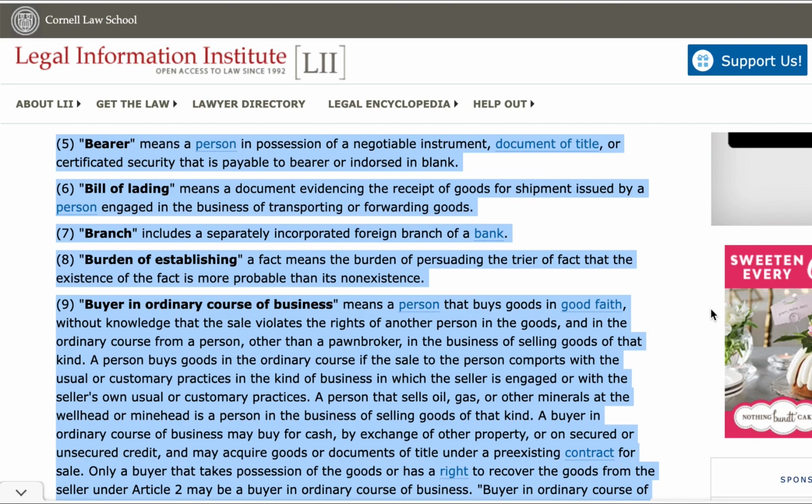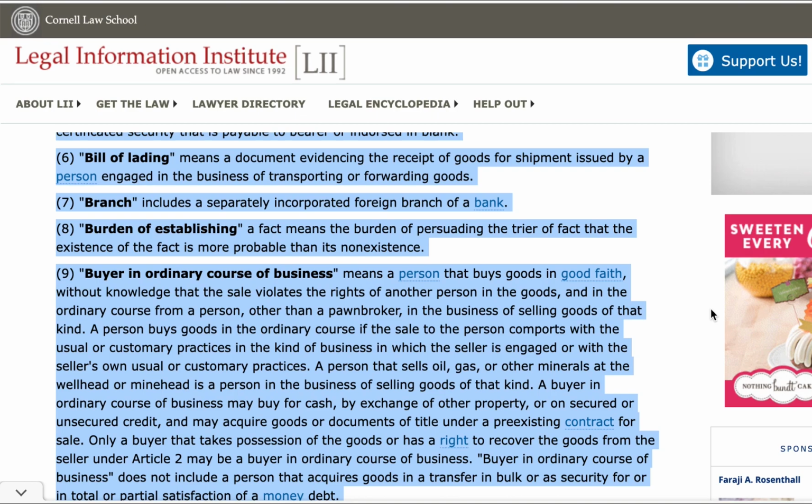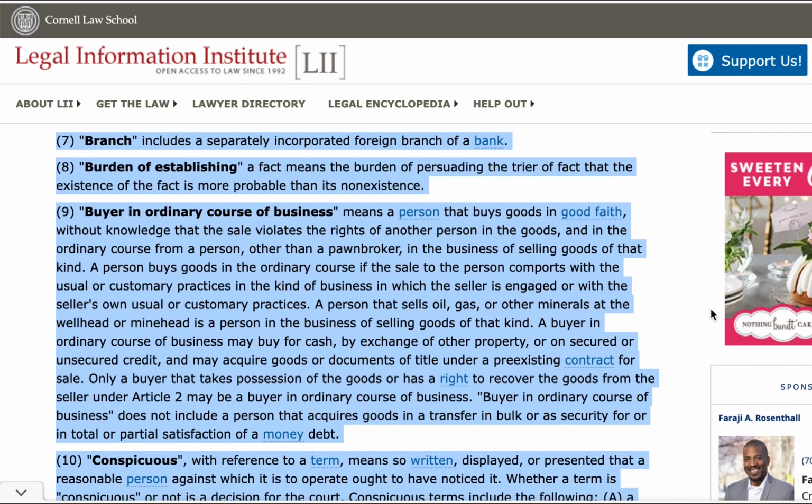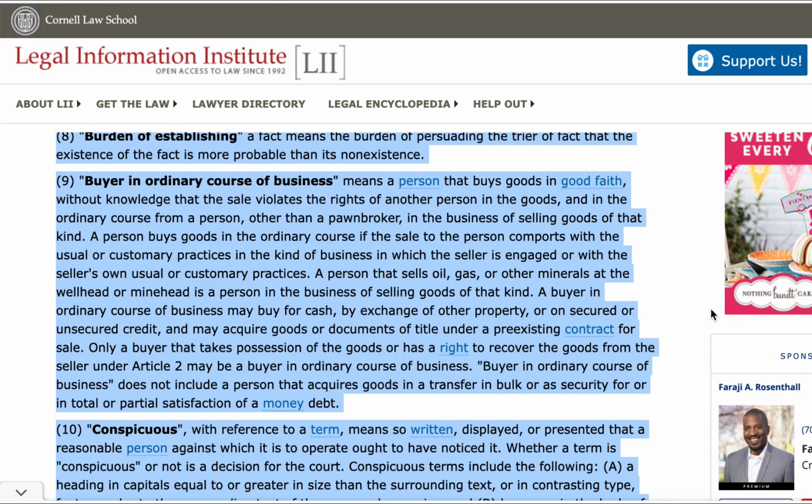9. Buyer in ordinary course of business means a person that buys goods in good faith, without knowledge that the sale violates the rights of another person in the goods, and in the ordinary course from a person, other than a pawnbroker, in the business of selling goods of that kind. A person buys goods in the ordinary course if the sale to the person comports with the usual or customary practices in the kind of business in which the seller is engaged, or with the seller's own usual or customary practices. A person that sells oil, gas, or other minerals at the wellhead or mine head is a person in the business of selling goods of that kind.